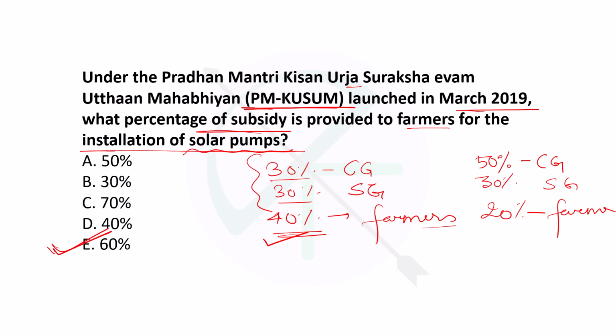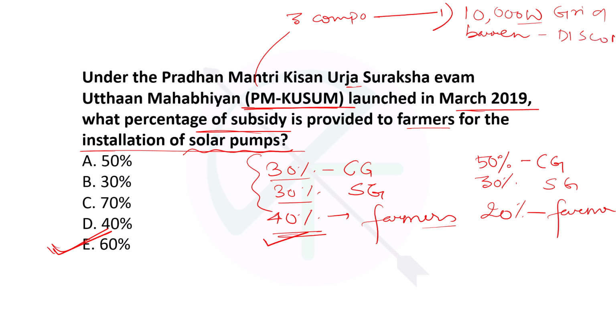Another important thing about PM Kusum is that it had three components. Okay, three components. First component was to set up basically 10,000 megawatt of decentralized grid-connected renewable energy power plants on barren lands, okay, barren lands, and this will be later purchased by Discom at a fixed tariff.